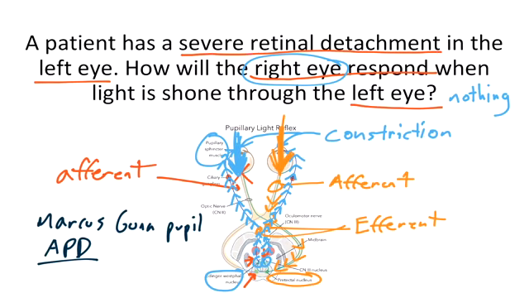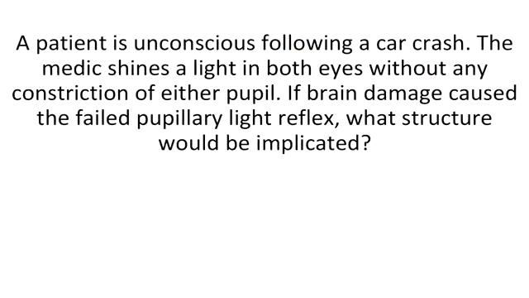This simply means that the afferent limb of the pupillary light reflex is dysfunctional, causing neither pupil to constrict when light is shown through the eye with a defect. Let's do another question. Let's say a patient is unconscious following a car crash. The medic on site shines light in both eyes without any constriction of either pupil. If brain damage caused the failed pupillary light reflex, what structure would be implicated?